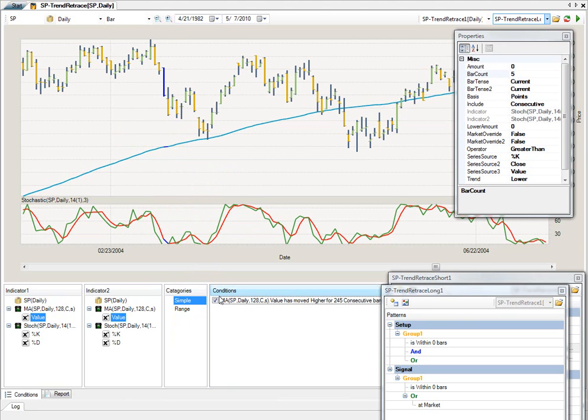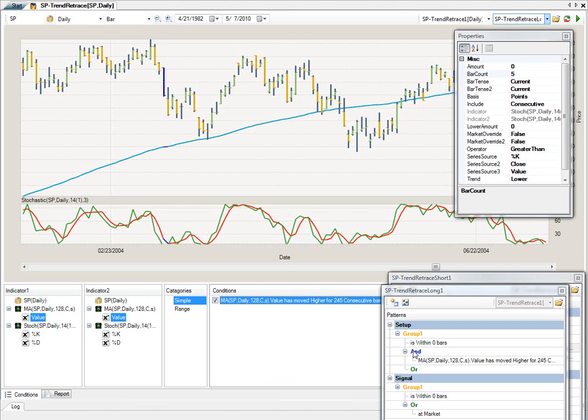So in this particular situation, this moving average has moved higher for 245 consecutive bars. Now that is a long-term trend. However, I don't need it to be that long. So first of all, I'm going to just drag and drop this into my strategy box. Very simple. And then I'm going to click on it, and I'm going to say, instead of 245 bars, I'm just going to say 10 bars.